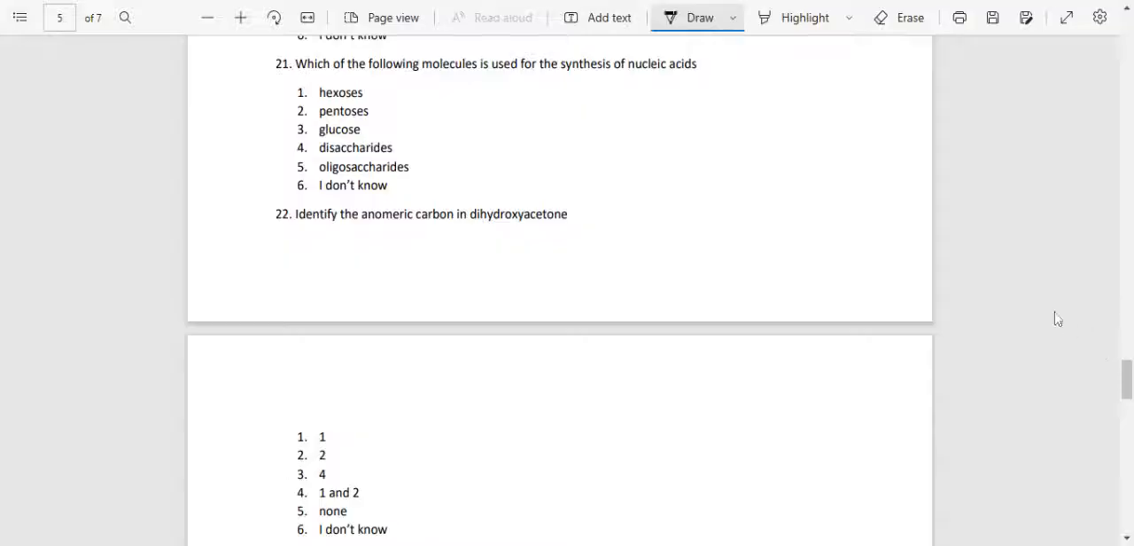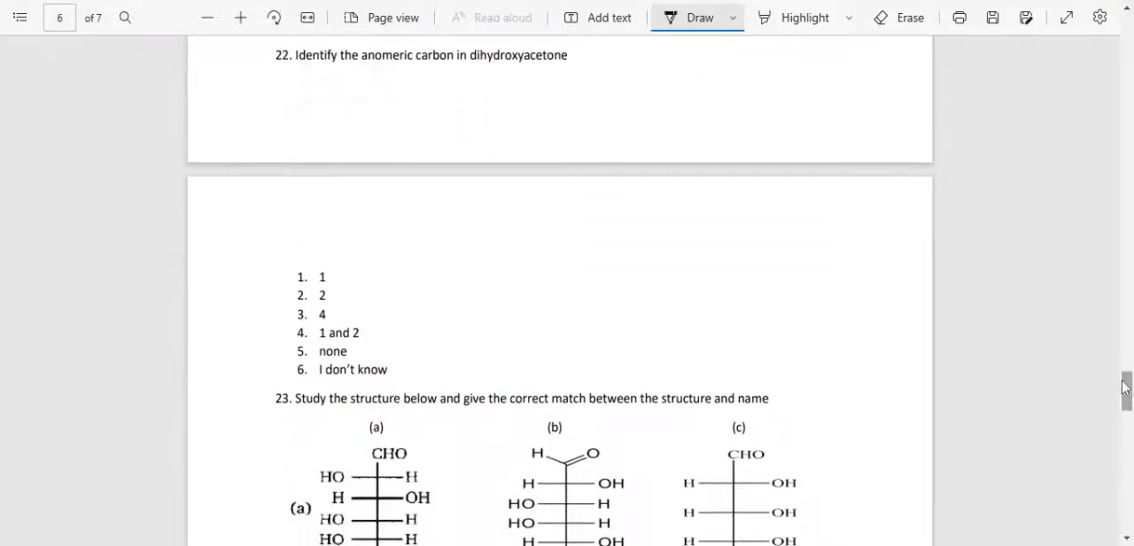Which of the following molecules is used for the synthesis of nucleic acids? Now, if you're talking of nucleic acids, this is DNA and RNA. From the functions of carbohydrates, we said pentoses are important in the formation of DNA and RNA. You can think of ribose is important in RNA, while deoxyribose is important in DNA. Of course, we also have ribulose, which is a pentose. Now, that one gets to come in when you are talking about acceptance of carbon dioxide in the process of photosynthesis.